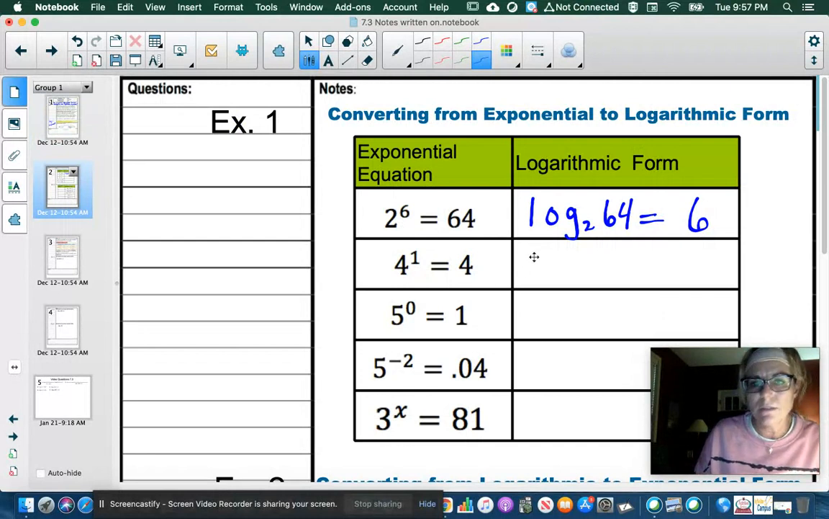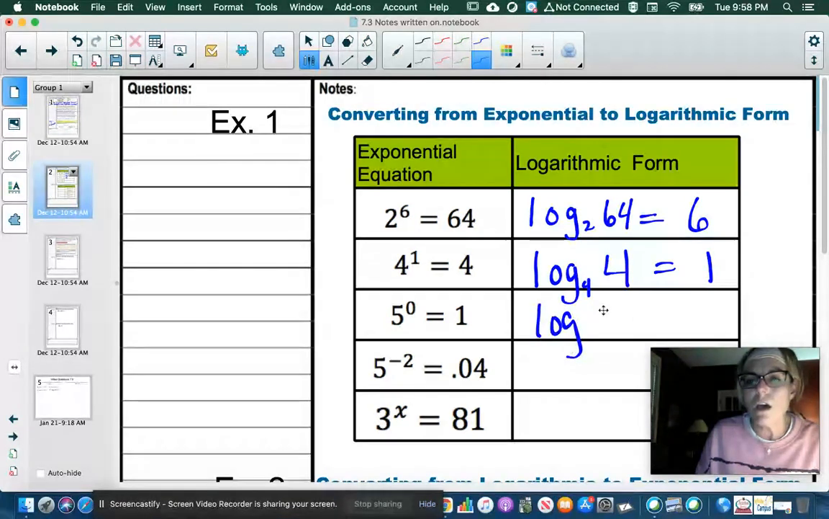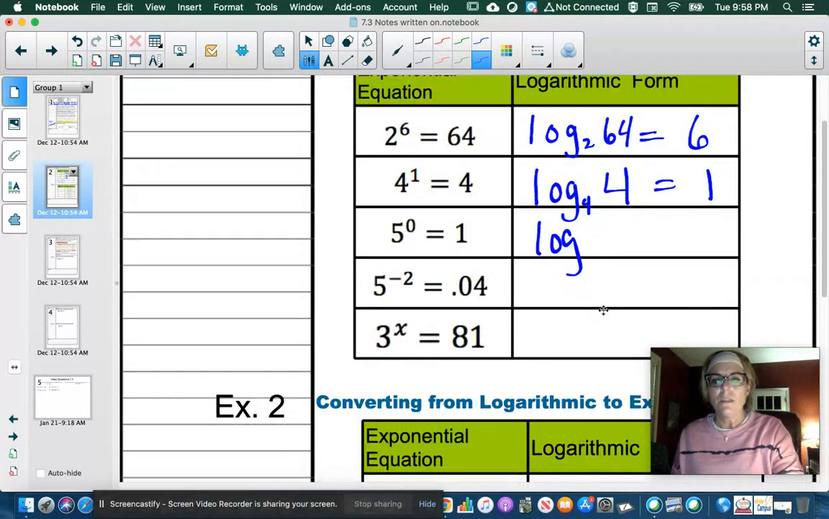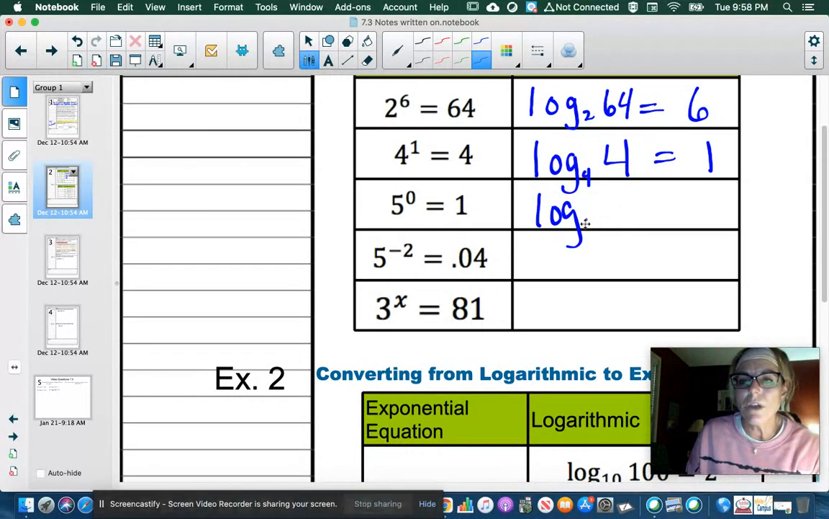All right. Next, log base. Well, the base is 4. Little 4. I leave an opening, equals the exponent, which is 1. I didn't use the 4. Let's do another one. Log. The base is 5. Leave a little opening, equals the exponent. What didn't I use is the 1. Log. The base is 5. Leave an opening, equals the exponent. The only thing I didn't use is the 0.04.